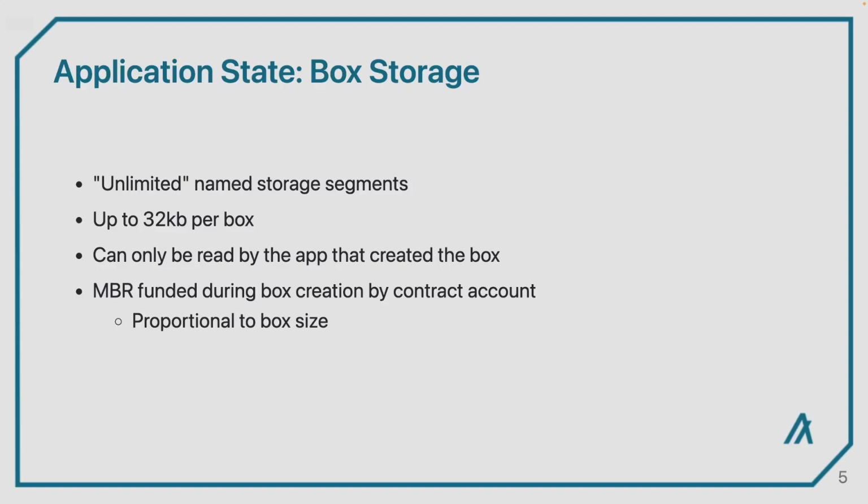The other major difference with box storage is that it can only be read by the app itself. So if an app creates a box, no other app can read that box unless it does an inner transaction to this smart contract that explicitly returns it. But on chain, no app can read it.